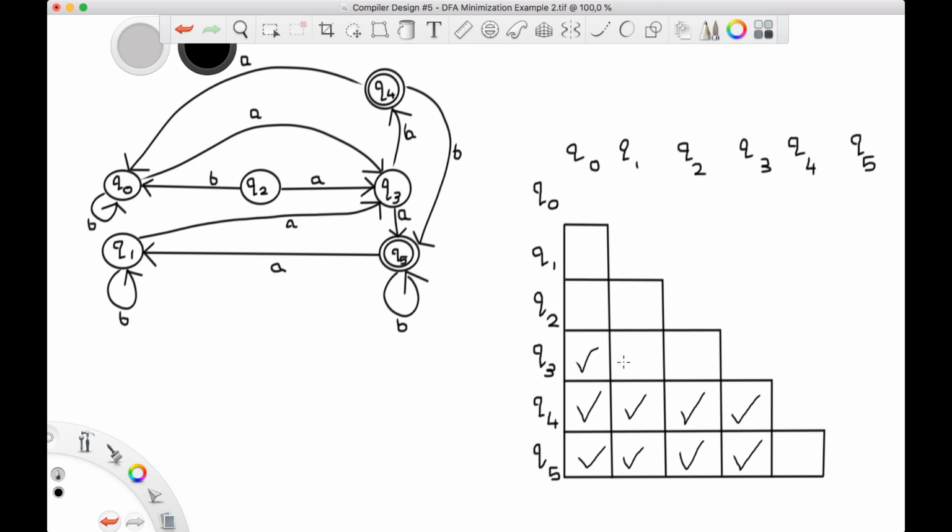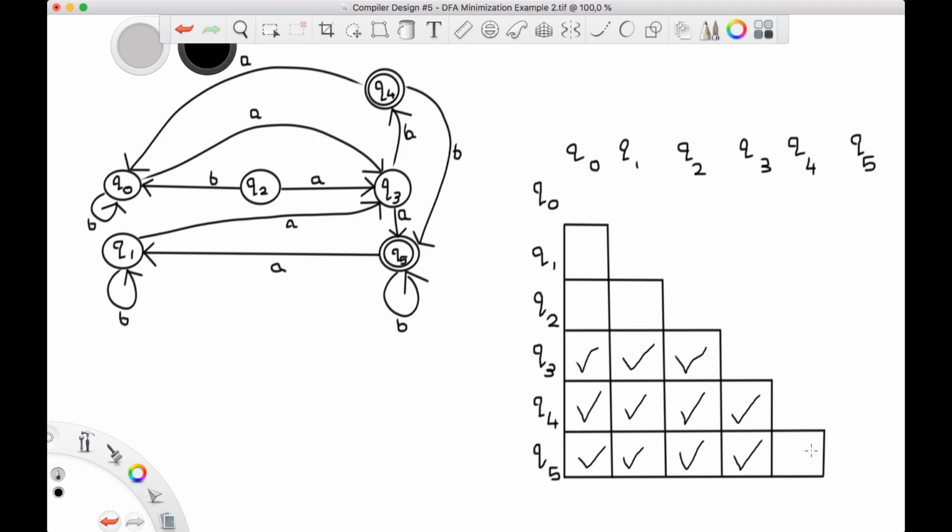What about Q3, Q1? Well, again, an A from Q3 leads to Q5, and an A from Q1 leads to Q3. Q3 and Q5 are checked, you can see that it's checked right here. So we do check Q1, Q3. And what about Q2, Q3? Once again, an A from Q2 leads to Q3, an A from Q3 leads to Q5. And because Q2, Q5 as a pair is checked right here, we do check this box.